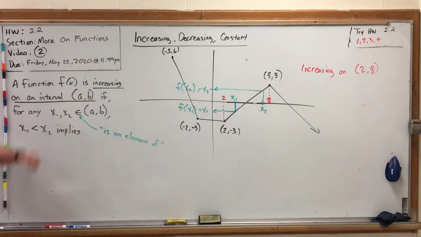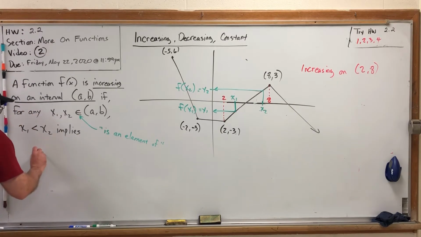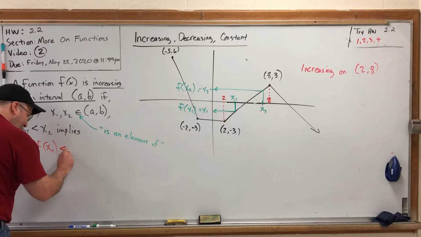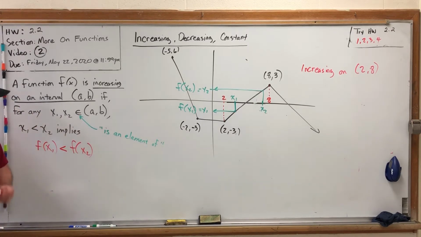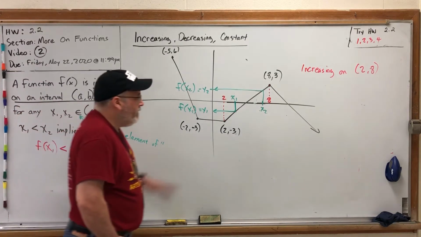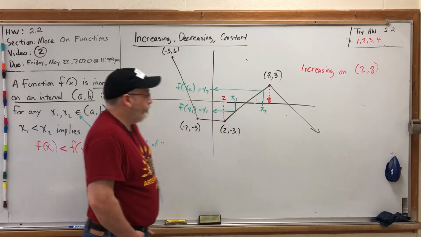So a function is increasing if for any two x's that you pick in the interval, if the first one is less than the second one, then that implies that the first y value, which is the output of the first x value, is less than the second y value, which is the output of the second x value. It's a fancy way of saying the bigger the x, the bigger the y. If you're increasing, then the bigger the x value, the bigger its y value.